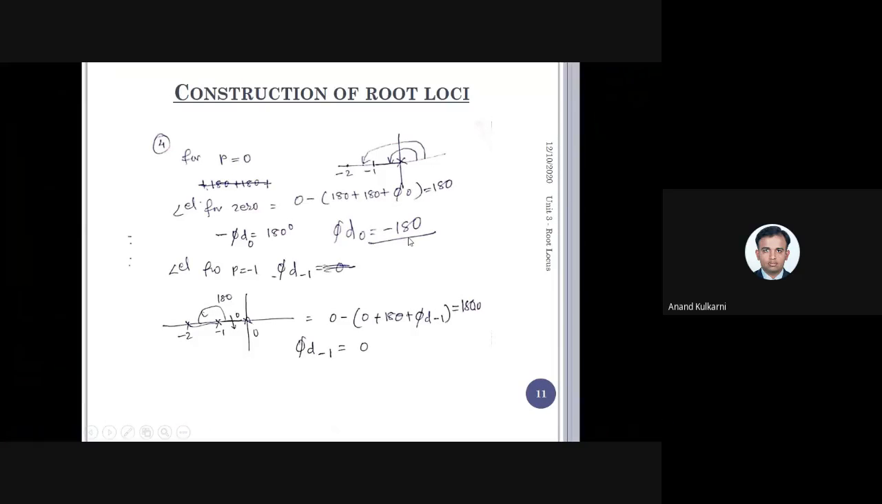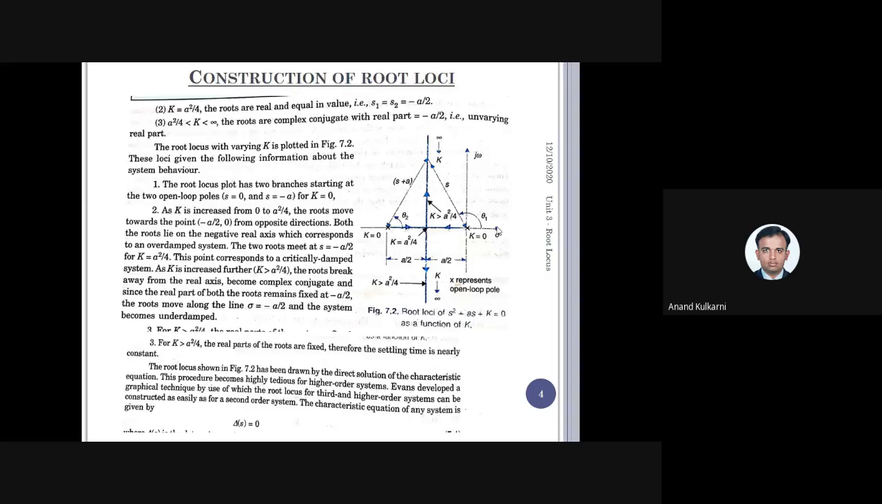So it is minus 180. Minus 180 means 180 minus 180 and plus 180 is same. So that means you will get the indication that whatever pole at 0 is there, its root locus will go towards left. That idea you got it. So it is same as this case. Pole here at 0 is going towards left. Is it clear?